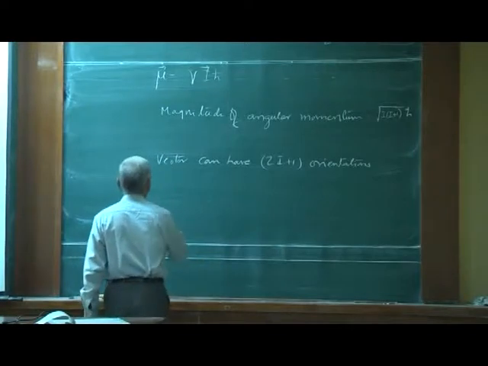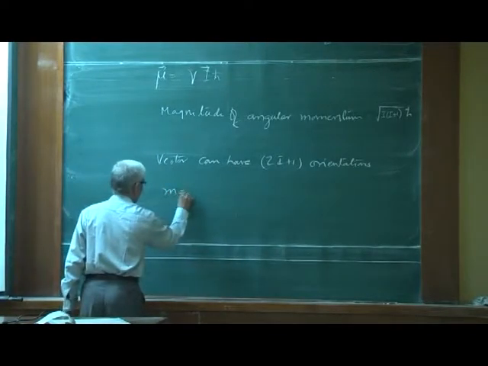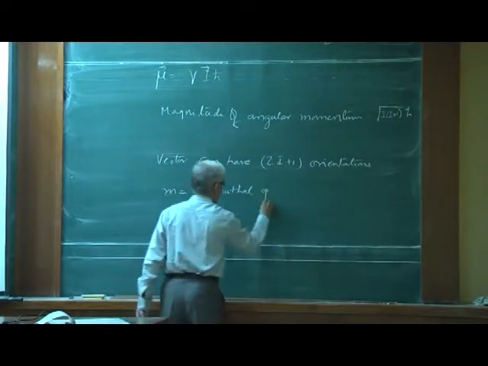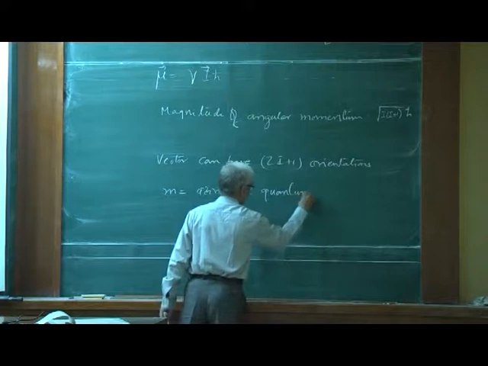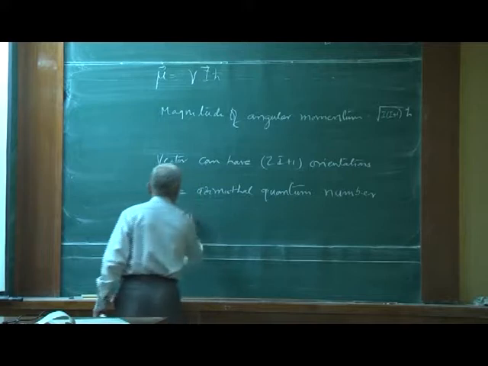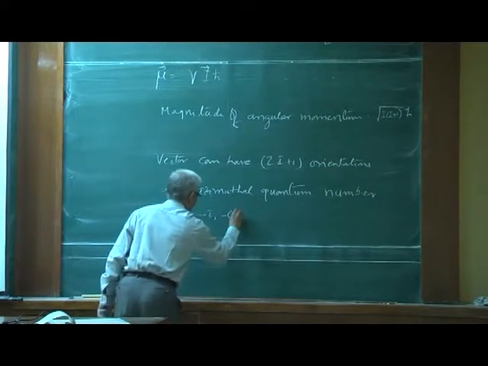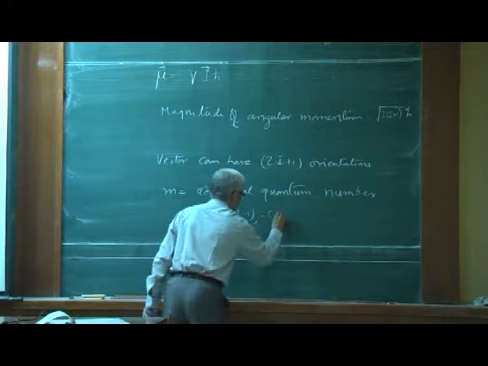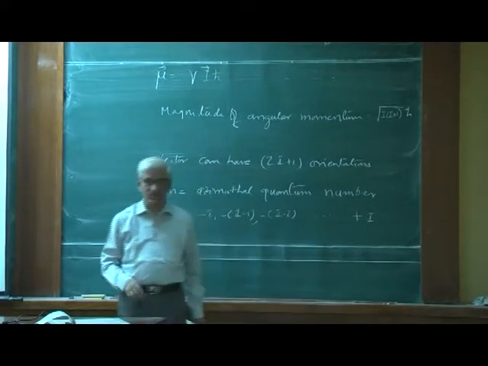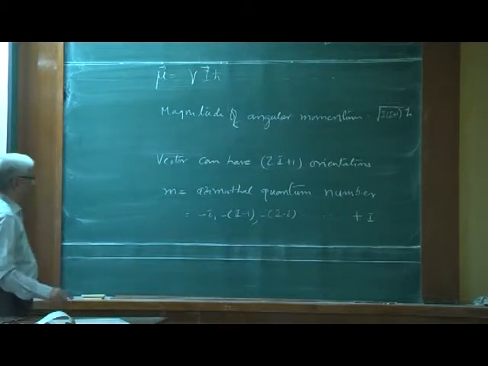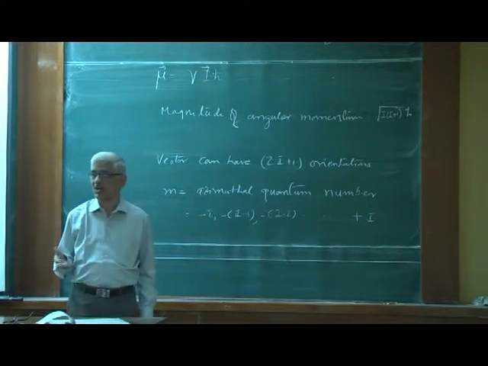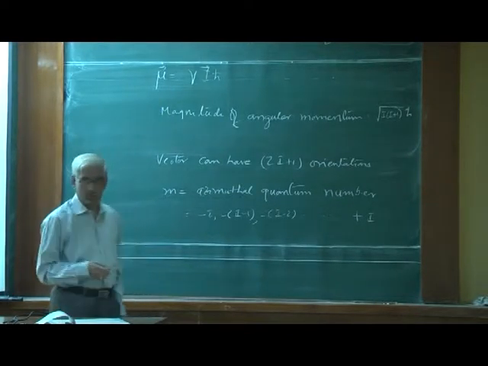And that is represented by another quantum number called m. This is the azimuthal quantum number. This can take values from minus I, minus I + 1, minus I + 2, up to plus I. So if I is equal to 1/2, there will be two orientations in space. If I is equal to 1, there will be three orientations in space, and so on.